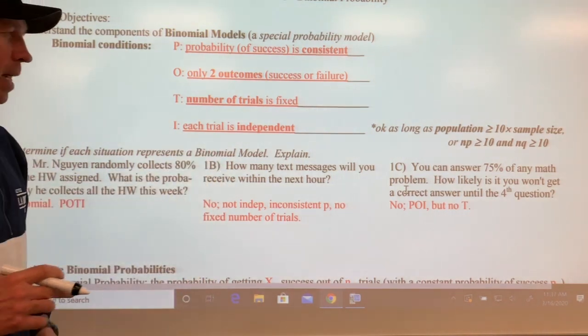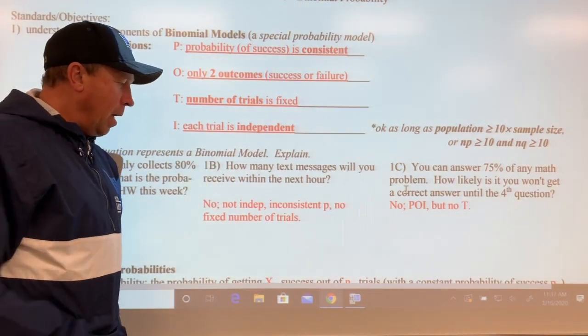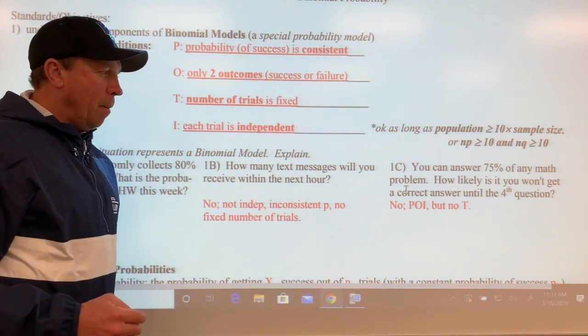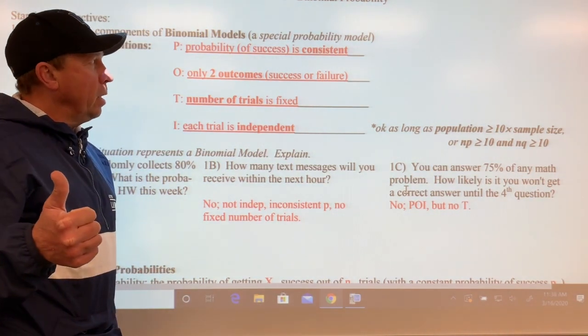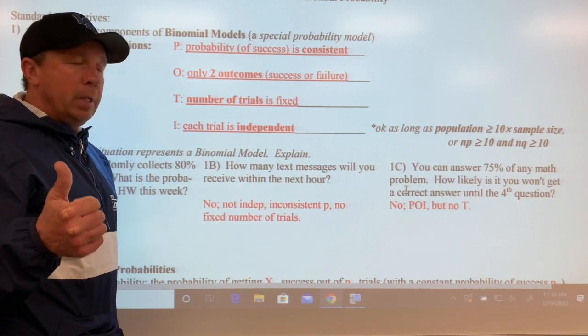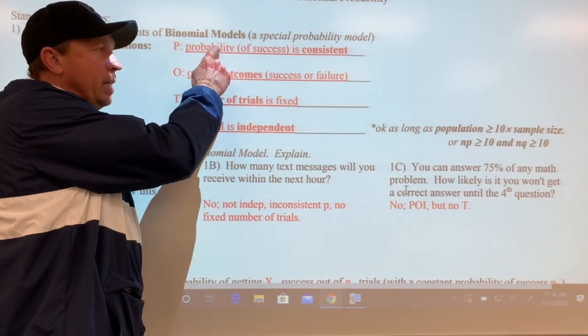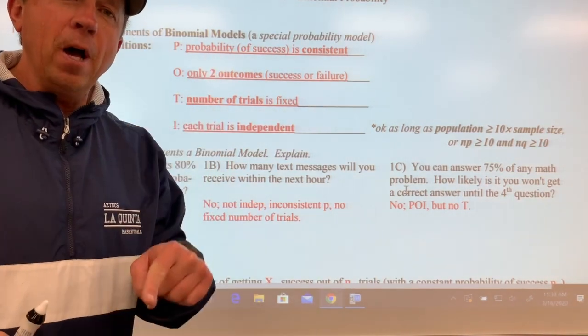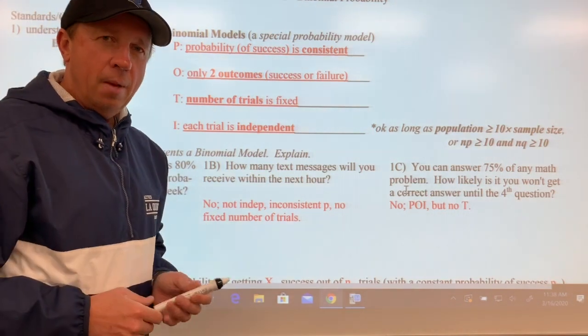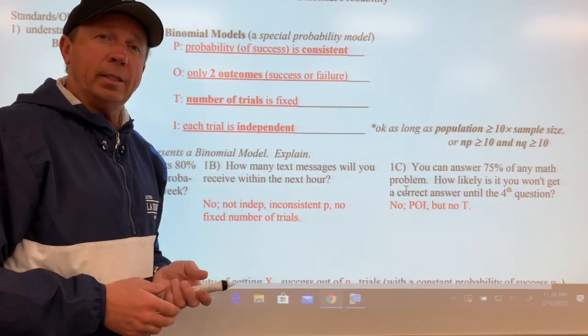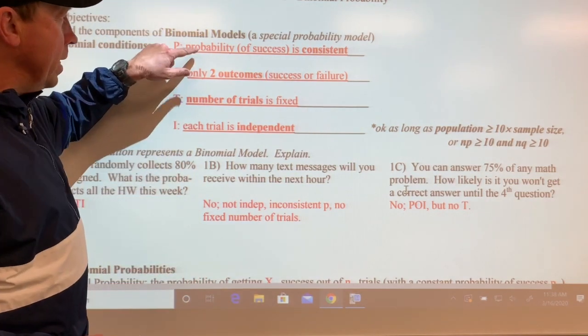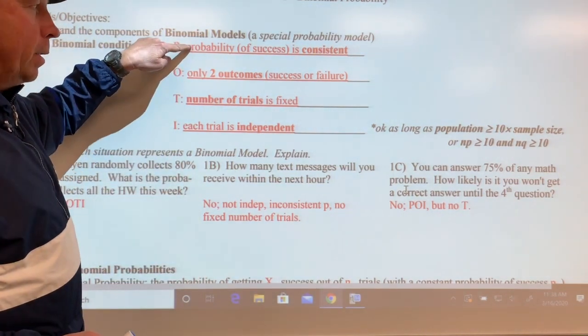Okay, how many text messages will you receive within the hour? That's not independent. Probability of it getting a text or not, that's fine. The outcomes are fine. Probability is going to be changing all the time on this because it depends if you sent a text out. If it's 2 in the morning, all that stuff is going to be different. So this one doesn't meet the very first requirement, okay?